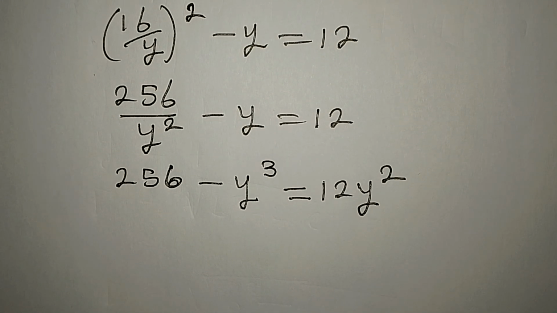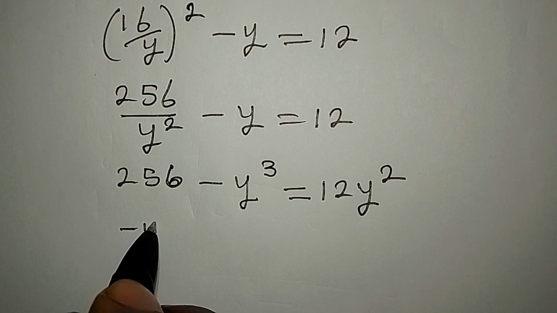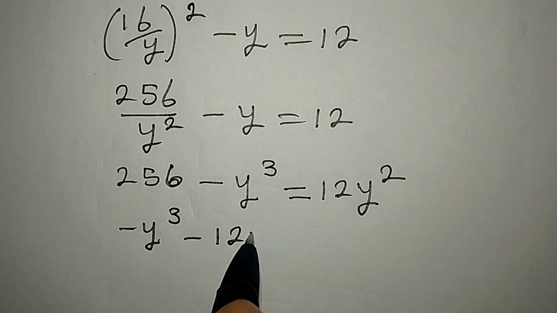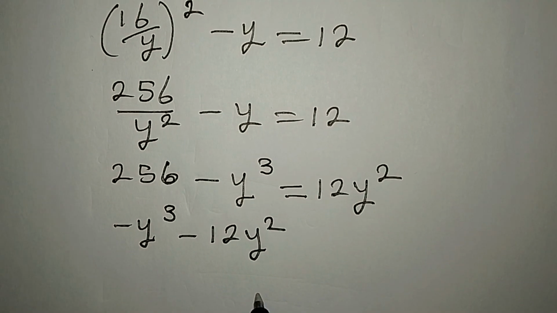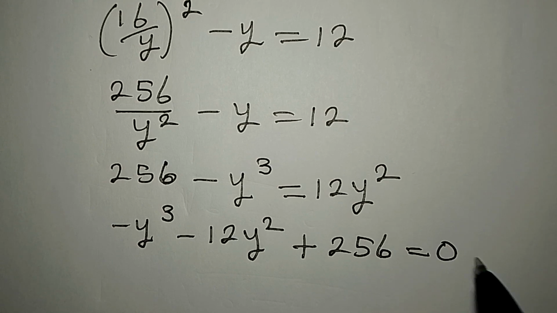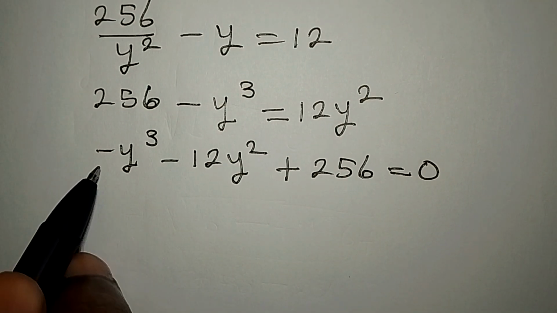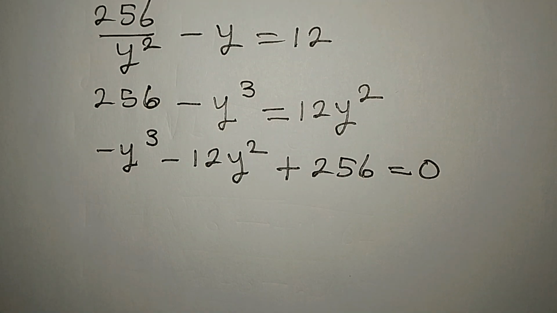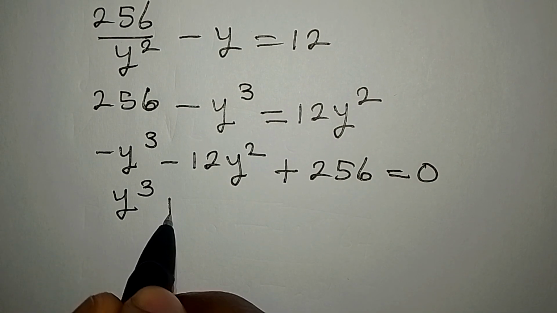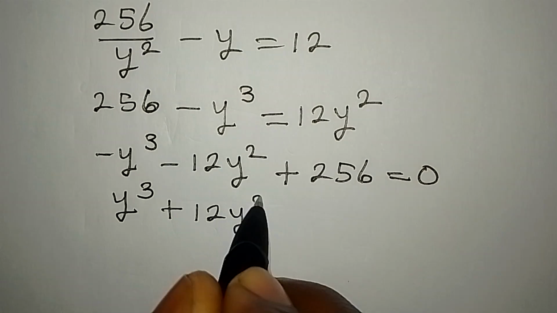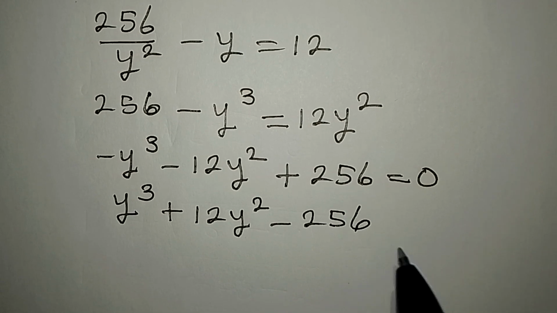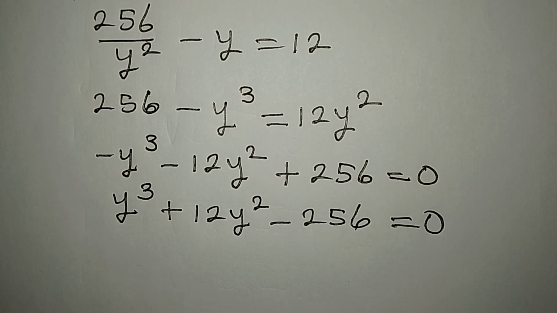Okay, so let's rearrange this again. We have minus y to the power of 3. This is coming here to become negative 12y to the power of 2. Then we have plus 256. This is equal to 0. Now multiply everything by the negative here, so that we'll be having y to the power of 3, this turns to plus 12y squared, and this turns to negative 256. This is equal to 0.